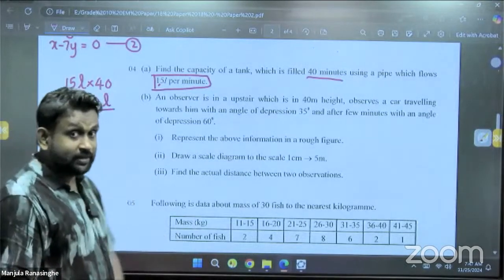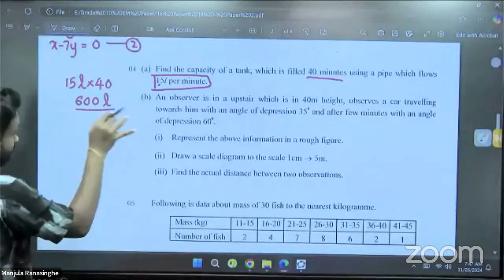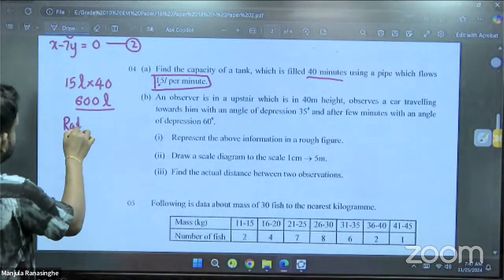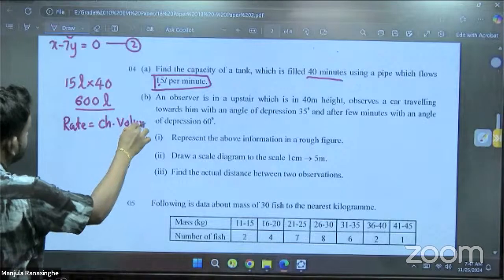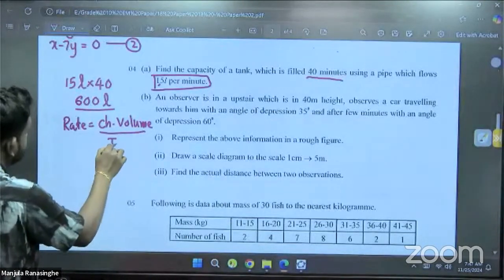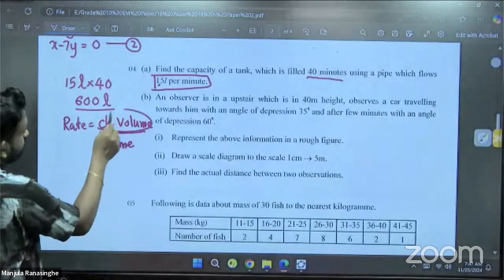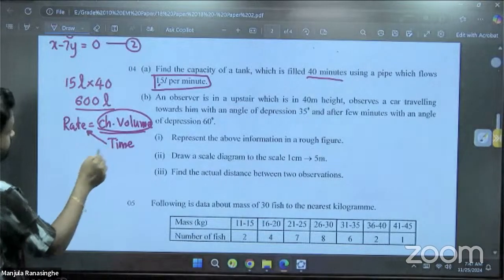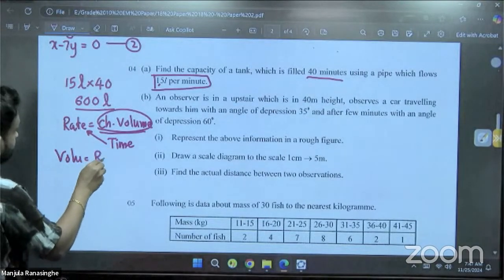If we apply this to the equation, what happens? So the volume is given by this definition, right? Rate equals change in volume over time. This is the equation related to this rate. So they are asking for the volume, then when you make the volume the subject, you can cross multiply this way and check that the volume change equals rate into time.